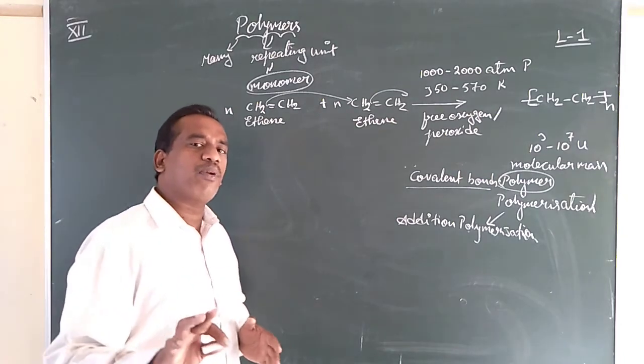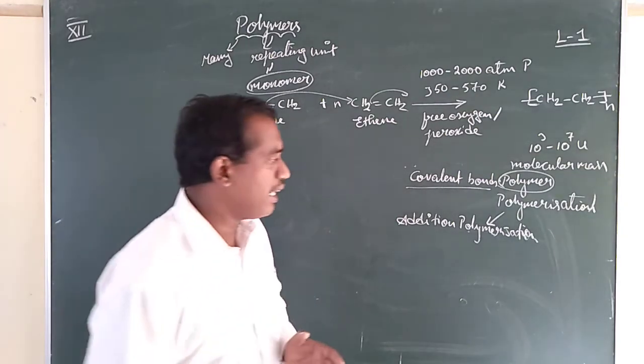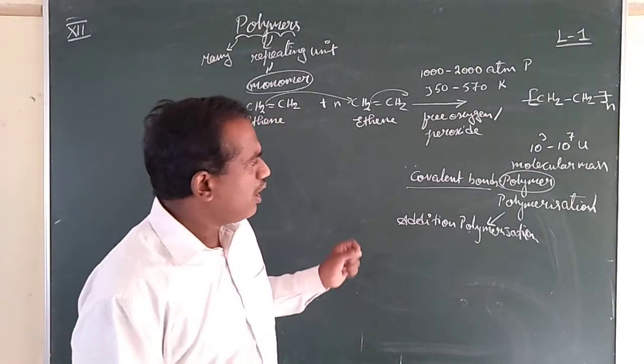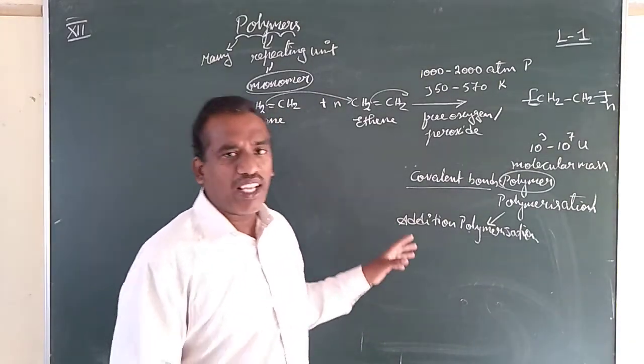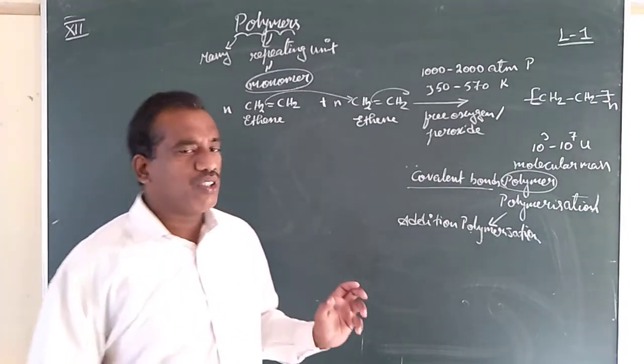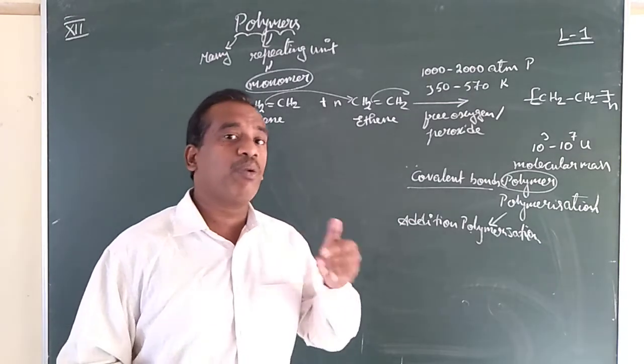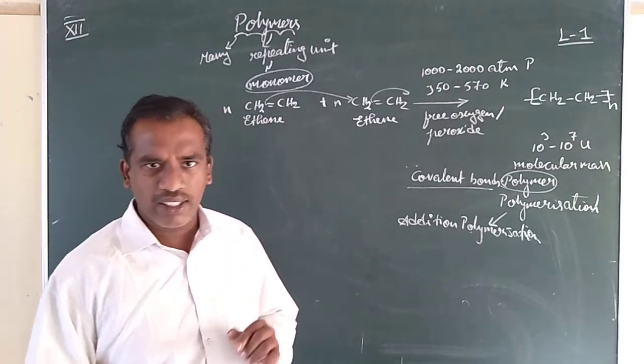Those polymerizations will be called condensation polymerization. What is that called? Condensation polymerization. Generally, we are going to highlight this polymerization process presently. We are going to see how many types of polymerizations there are. We have already seen that addition polymerization is there, and condensation polymerization is there.